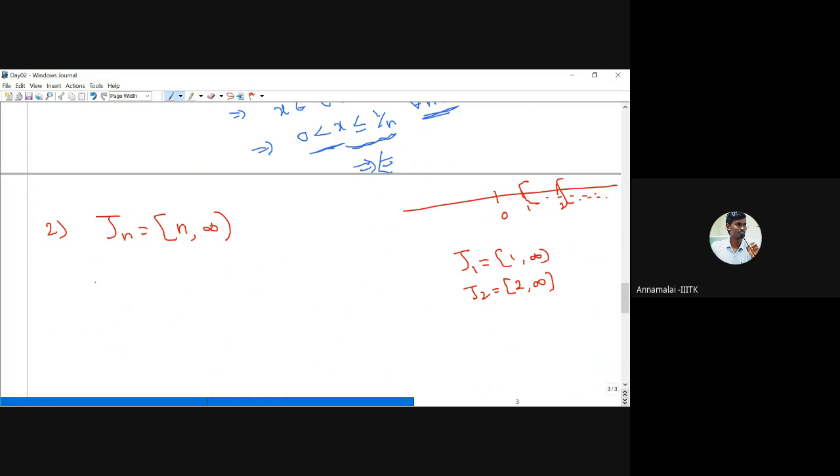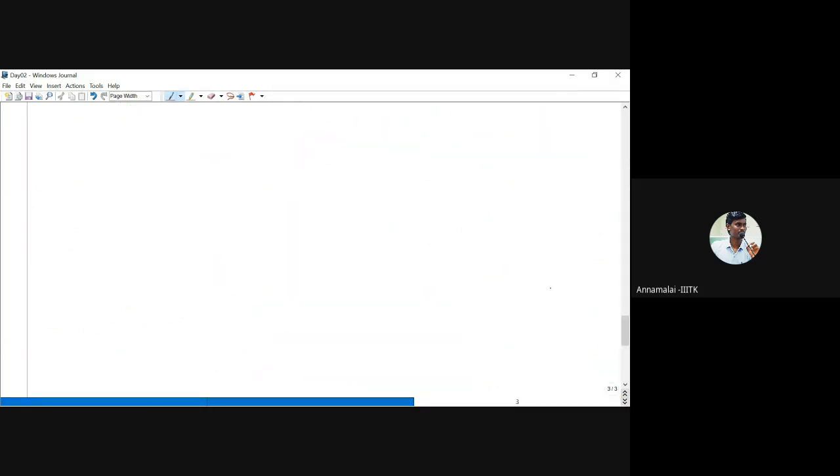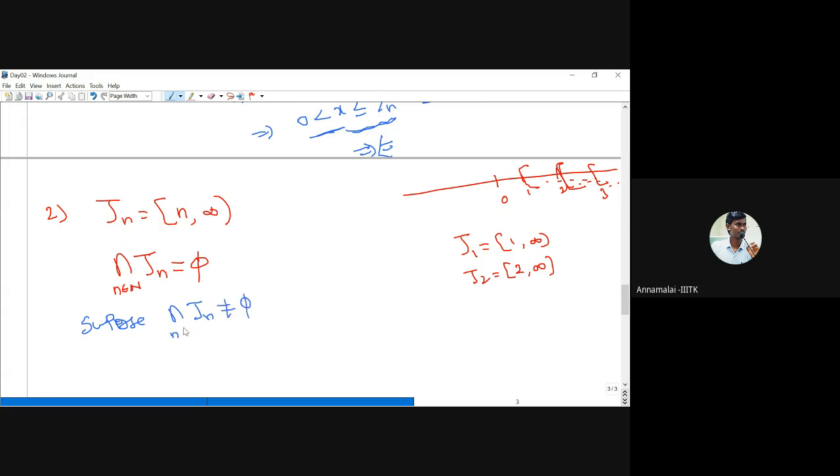Now first, what is the intersection of the Jn's? Take the common part. The first one is J1, then J2, then J3, and so on. Now you take the intersection. What is the common part? It's again empty. It's an empty set. If you take the intersection of all the Jn's, the intersection is empty. Why is it empty? How to prove it? Suppose it is non-empty. Suppose the intersection of Jn is non-empty.